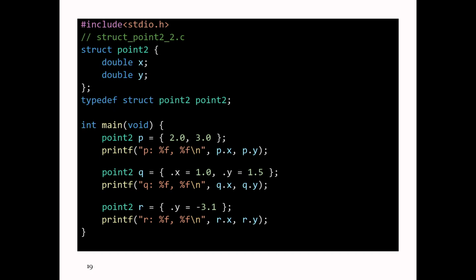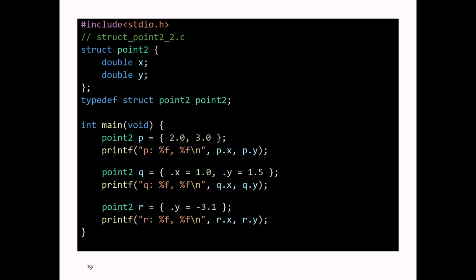This is an initialization though, so you can only do it where you declare the structure variable. I can't write point2 p semicolon and then on the next line write p equals brace 2, 3. That's not initialization, that's assignment. You can also specify the name of the members explicitly. So point2 q equals brace, .x equals 1 means set the x member of q to 1, comma, .y equals 1.5 means set the y member of q to 1.5.